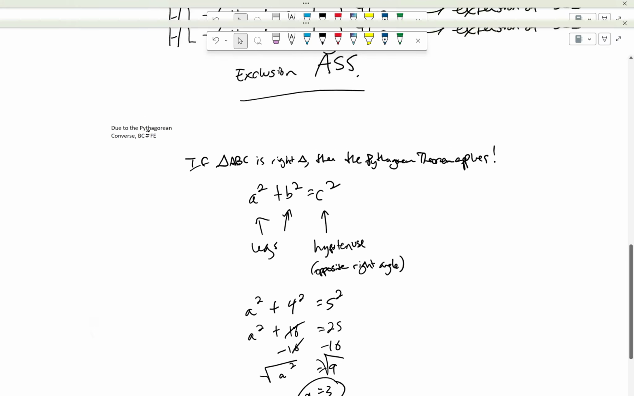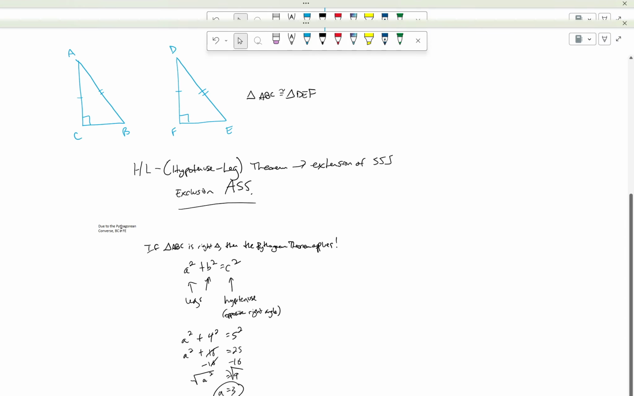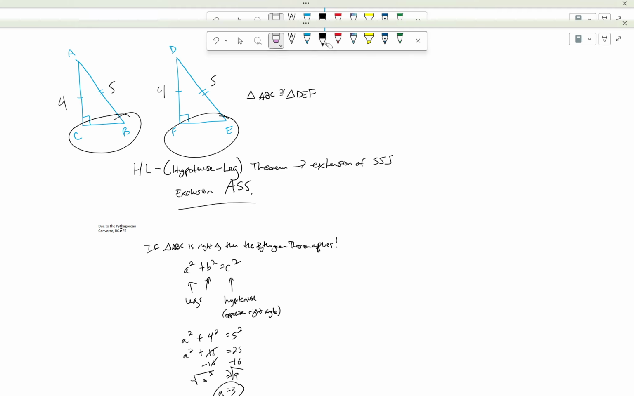So every single time I have these dimensions, right, if these guys were congruent, if this were a 4 and this is a 5, it means that DF is a 4 and DE has to be a 5. So whatever I solve for here, these values will always have to be the same because it's a right triangle. So this is that lone exception.